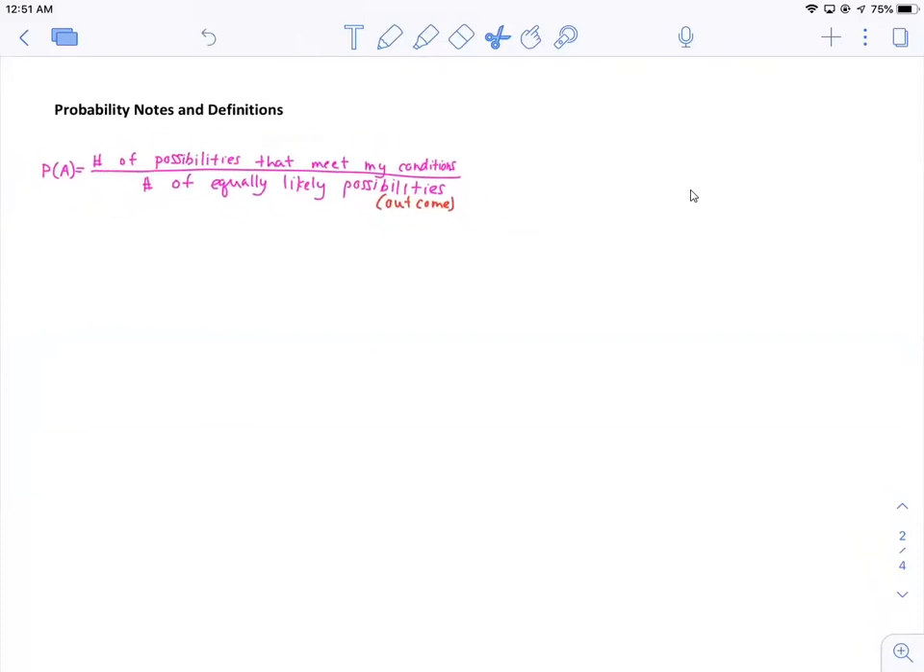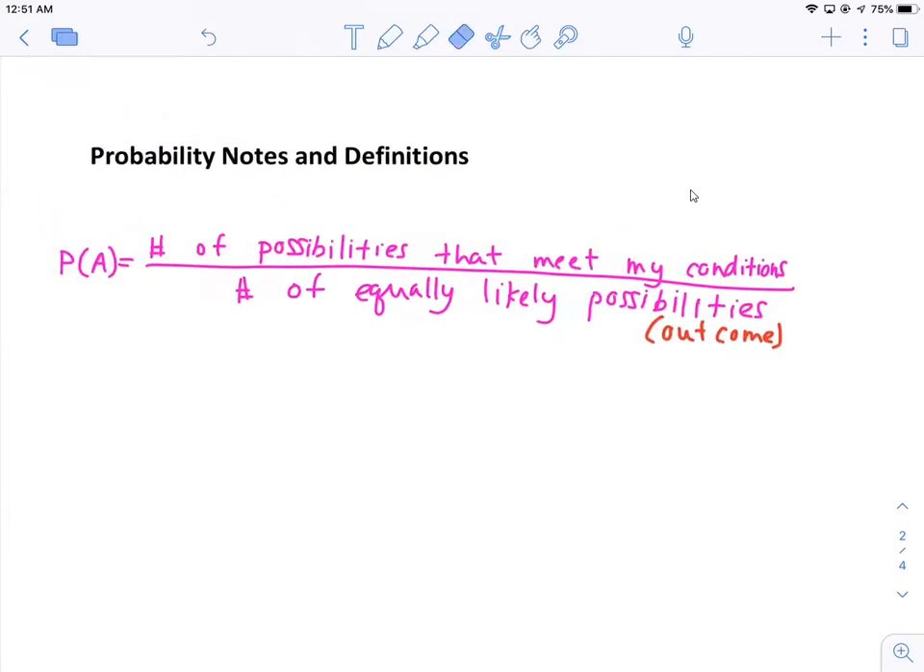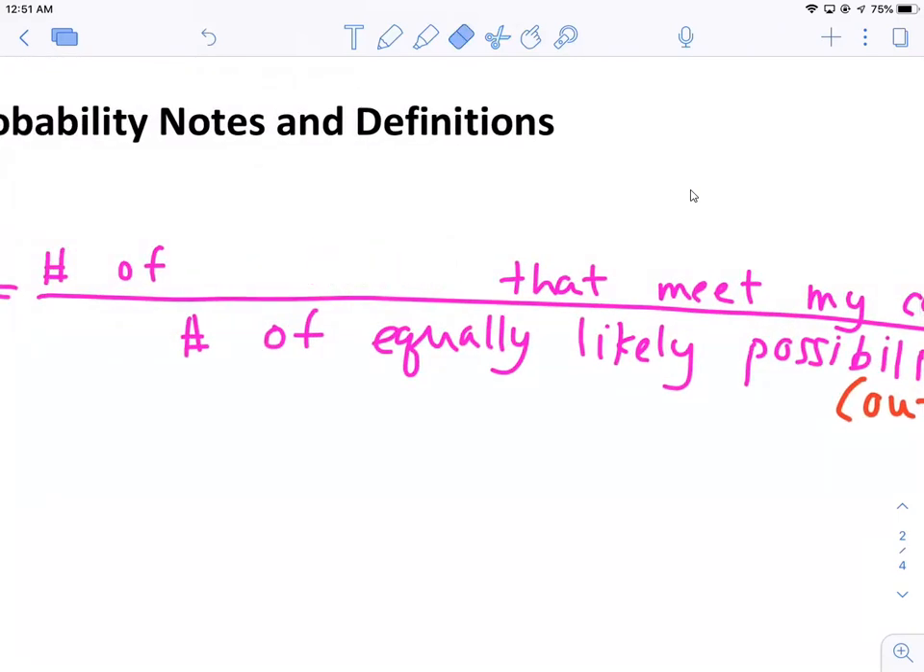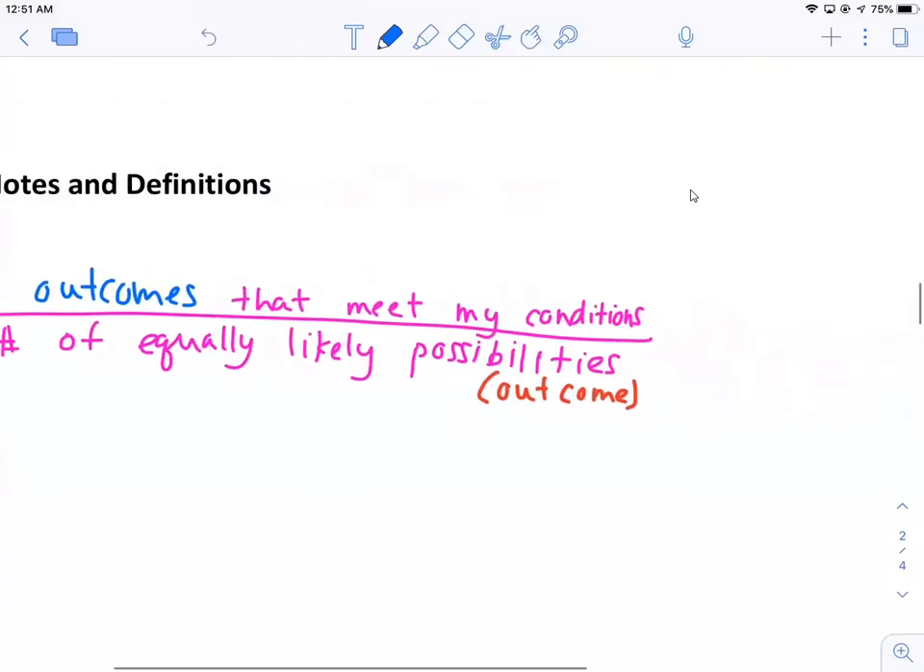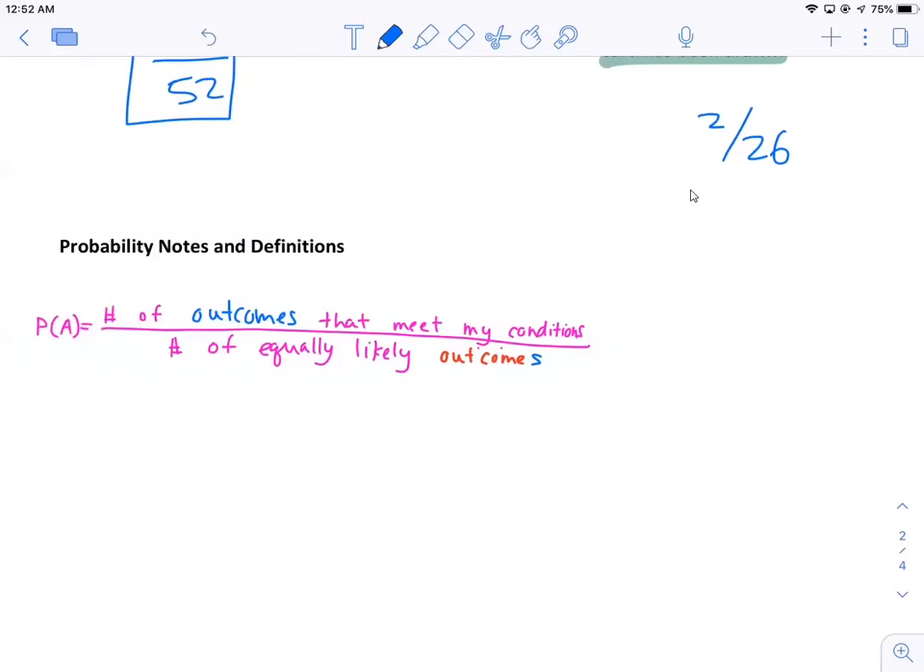So the probability of some event occurring, A, is equal to the number of possibilities that meet my conditions over the number of equally likely outcomes. I actually like the word outcomes better, but either word is fine. All right, so that's the probability of something happening.